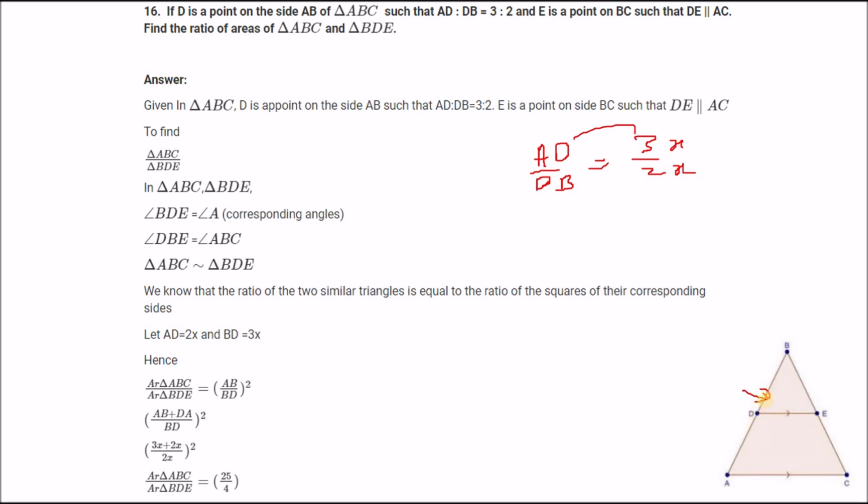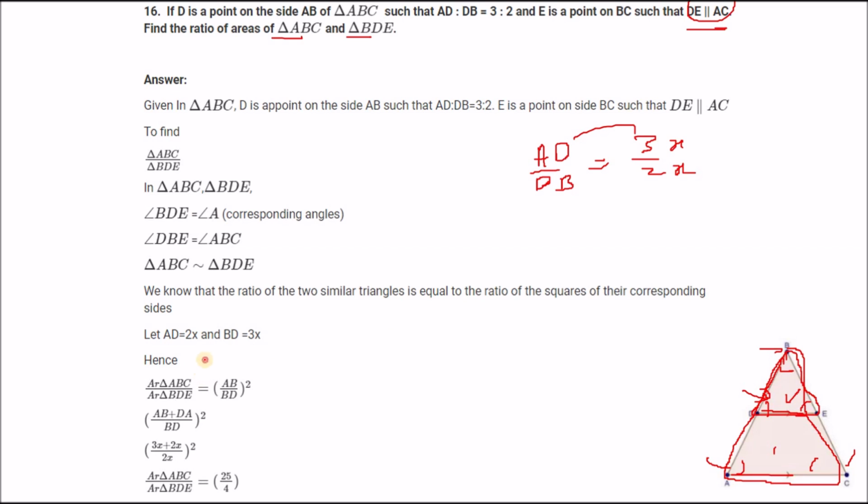Now these two triangles, the upper triangle BDE and the main triangle ABC, and it is given in the question that DE is parallel to AC. So we have to find the ratio of the main triangle and the smaller triangle, that is the upper triangle. We know these two are similar, why? See, this is parallel. This angle will be equal to this angle, and this is common to both the triangles. So triangle BDE is similar to triangle ACB. Now we can take the ratio of the area.